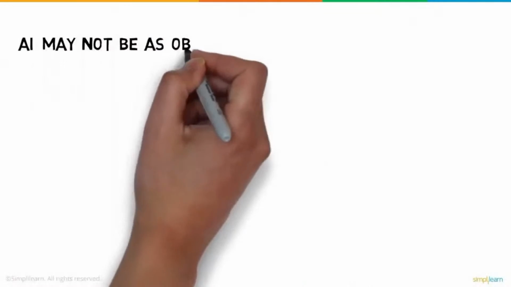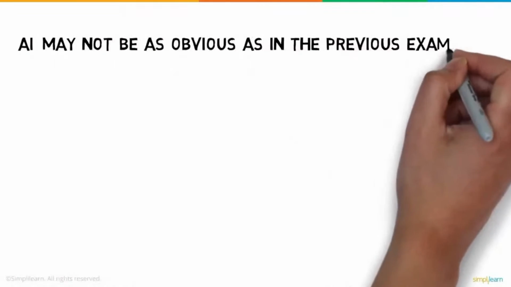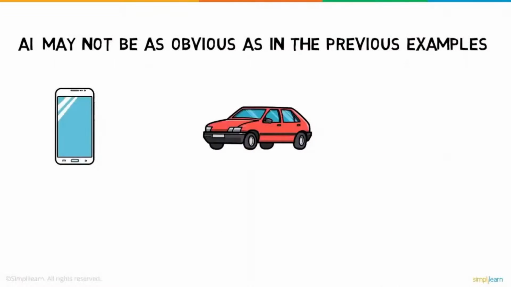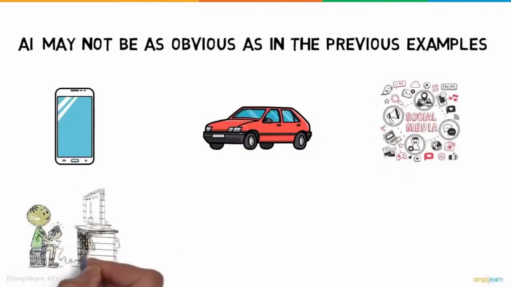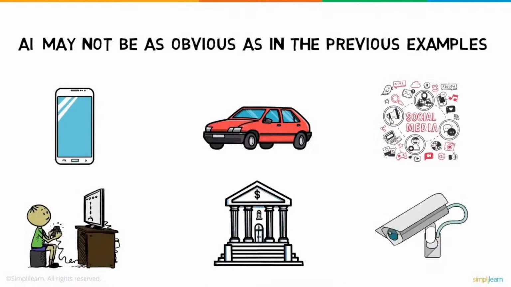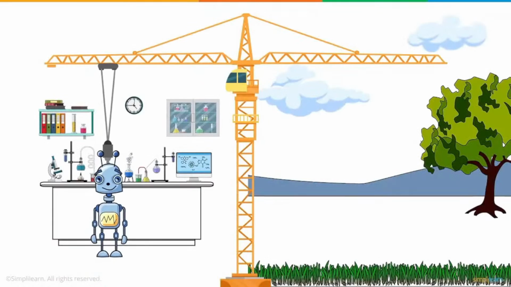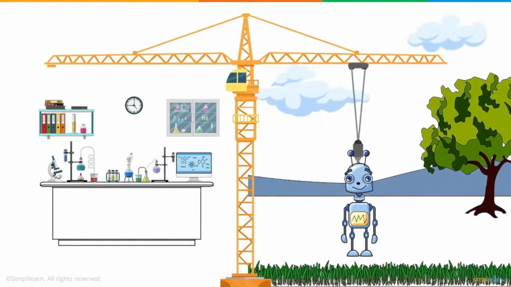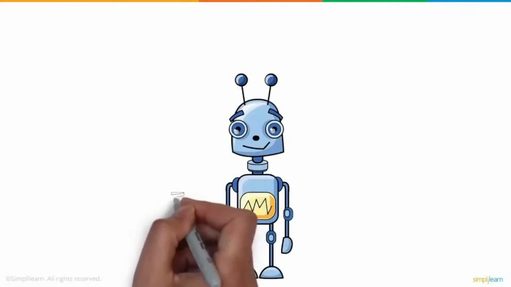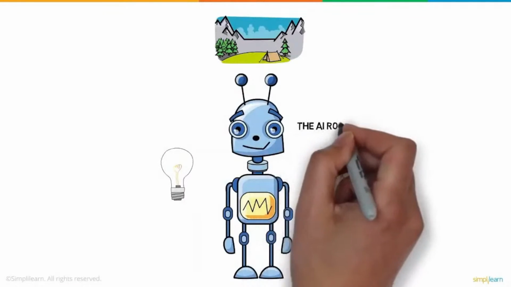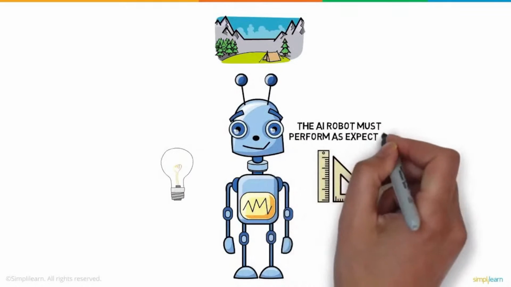But AI may not be as obvious as in the previous examples. In fact, AI is used in smartphones, cars, social media feeds, video games, banking, surveillance, and many other aspects of our daily life. The real question is, what does an AI do at its core? Here is a robot we built in our lab, which is now dropped onto a field. In spite of a variation in lighting, landscape, and dimensions of the field, the AI robot must perform as expected.